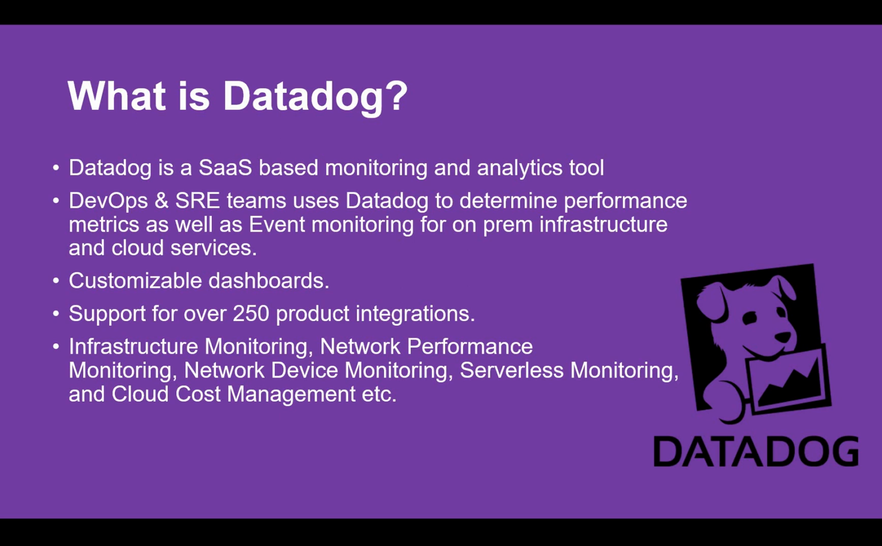You have a lot of integrations from the Datadog perspective. Now I will show you all those things in the demo video. You have 250 product integrations like AWS and cloud-based systems, and you can easily customize for your need. To give some examples of monitoring, you can monitor infrastructure and network performance. You can have network device and serverless monitoring, and cloud cost management. So different kinds of things you can do with Datadog. All these things are pretty simple.